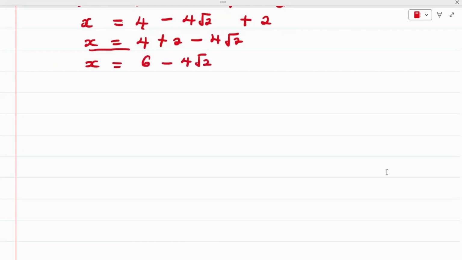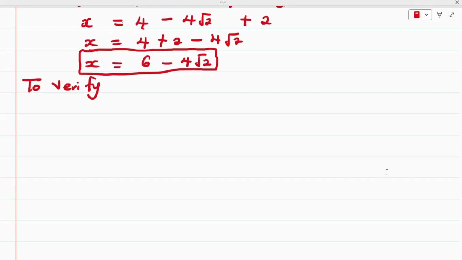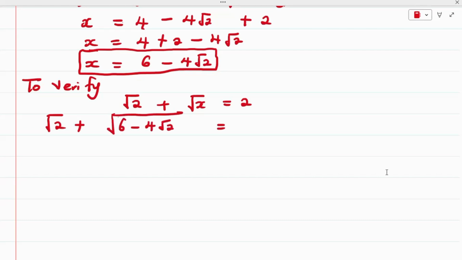So we have been able to find the value of x. The next thing guys we want to do right here is to simply verify if our answer is actually correct. So to verify, we have the original question given as the root of 2 plus the root of x, and this is equal to 2, and we have the value of x. So from here we have the root of 2 plus the root of, we have x to be 6 minus 4 root 2, and this is equal to what?